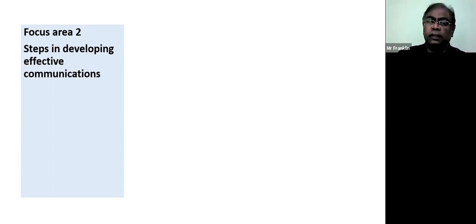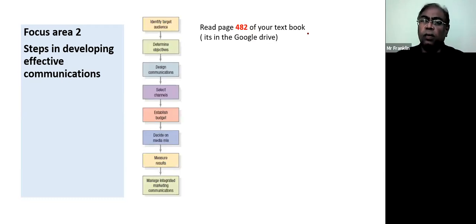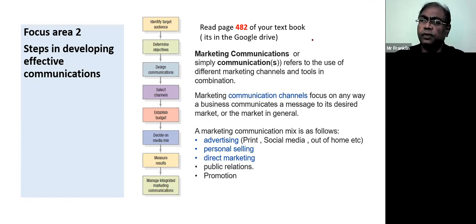Okay, so we're going to look at these things. These are the areas in how companies do marketing communication. These are the steps that they follow. First of all, marketing communication, or simply sometimes you call it communication, or sometimes you call it Marcom. Marcom is the use of different marketing methods, or channels, and tools in combination. So we call this integrated marketing communication, because marketing communication today is not one way or one method they're using.